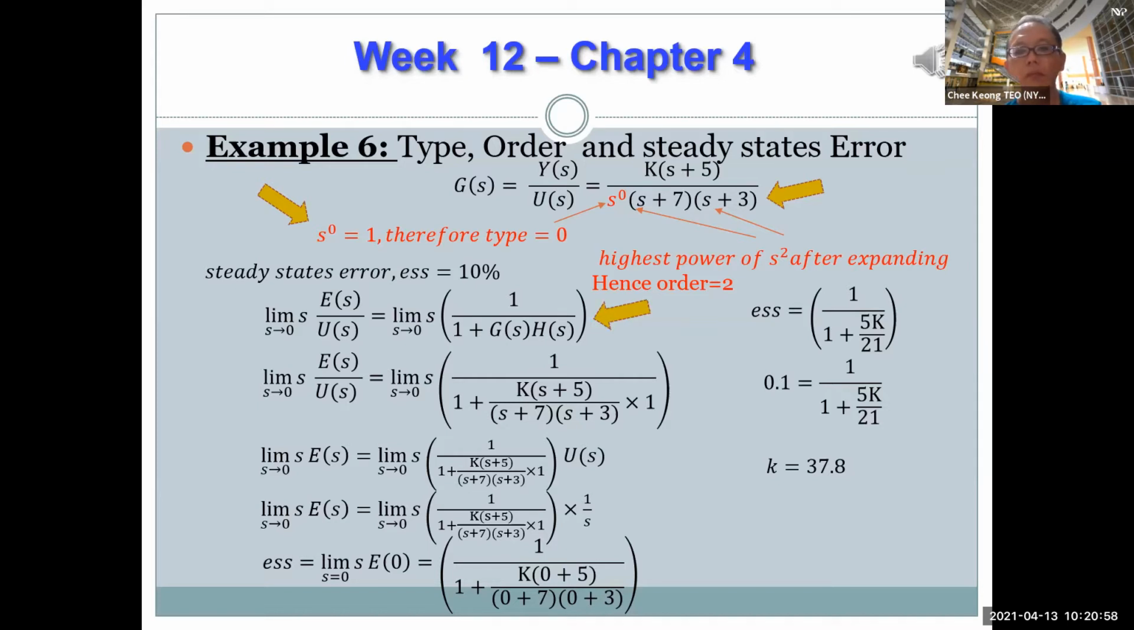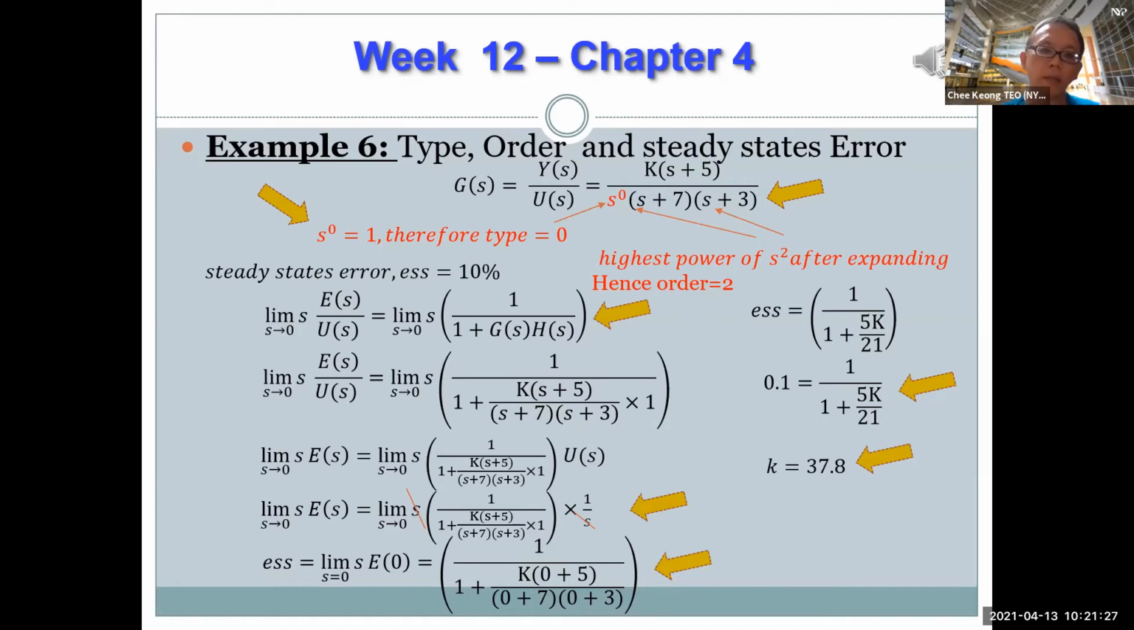For steady state error, we must work out the expression for 1 over 1 plus GH. As we already know, the S equals to 1 over S will cancel with the S term in the limit theorem. Thereafter we set S equals to 0, resulting in the steady state error in terms of k to be 1 over 1 plus 5k over 21. Equating to 0.1, resulting in k equals 37.8.